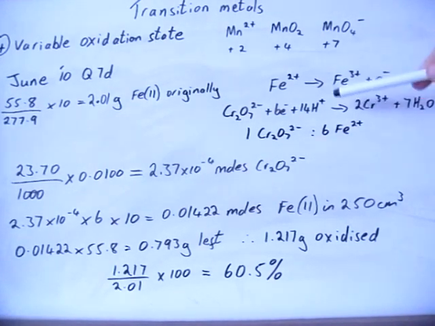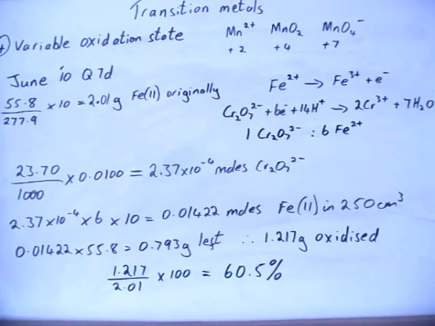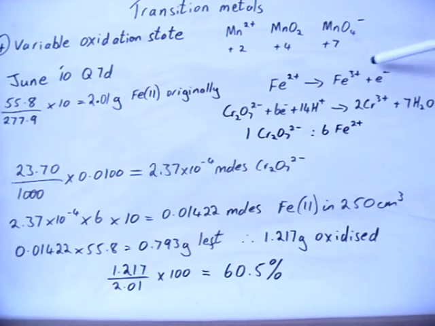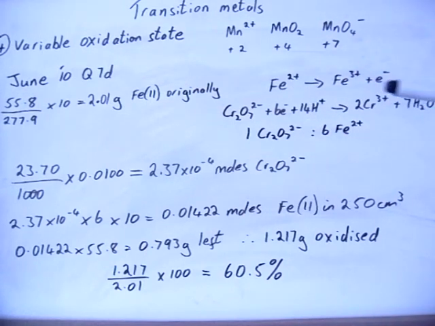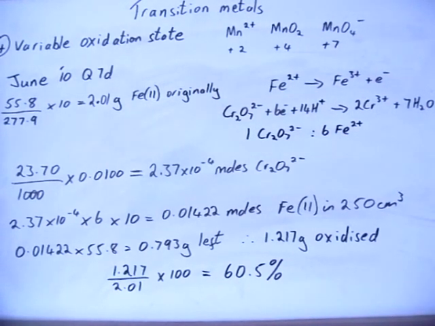So as you can see, if I wanted to combine these equations to get a full balanced equation, I would need to multiply this line by 6 to make the electrons the same. Hence, I'm going to have a 1 to 6 ratio reacting between these. Okay, so now back onto the maths.